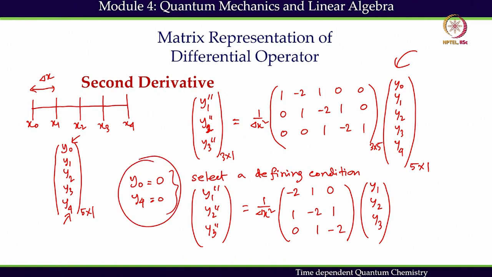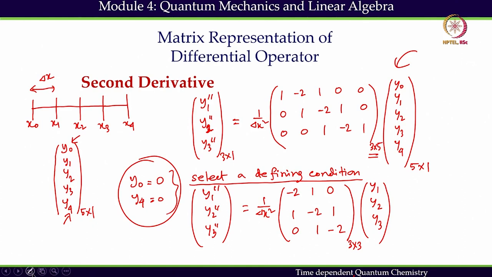So the moment we use this defining condition for the function, where we are saying that the initial point has to be 0 and the final point has to be 0, which means the boundary values in the grid points are actually taken to be 0, then this matrix, which was previously 3 by 5, becomes a 3 by 3 square matrix. And defining it in a square form is very advantageous. I will show why I should do that. And the moment I do this, the square matrix becomes a tri-diagonal matrix.